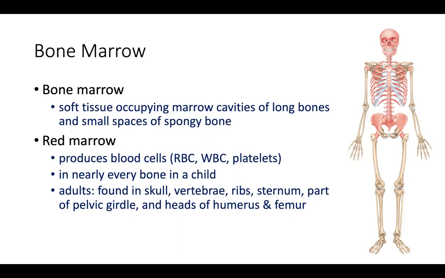That's the only place that red marrow is found in large amounts after childhood. And that's mostly because that's where our flat bones are. So ribs are flat bones, skull, most of your cranial bones are flat bones, and those have a lot of spongy bone in between. And remember, the red marrow is found in those spaces in the spongy bone. Okay, so that's red bone marrow.